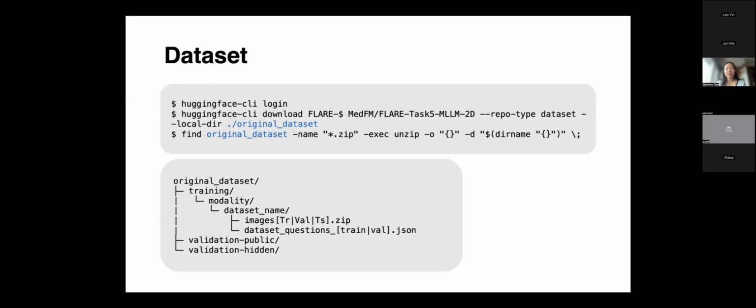So the dataset is uploaded on Hugging Face. So we use the Hugging Face client to download it locally. First, you need to log in to Hugging Face client with your token and use this following command. This will save all data under the original dataset directory. And when you first download it, you'll notice that all image folders are compressed as zip files. So before proceeding with pre-processing, you must unzip all folders.